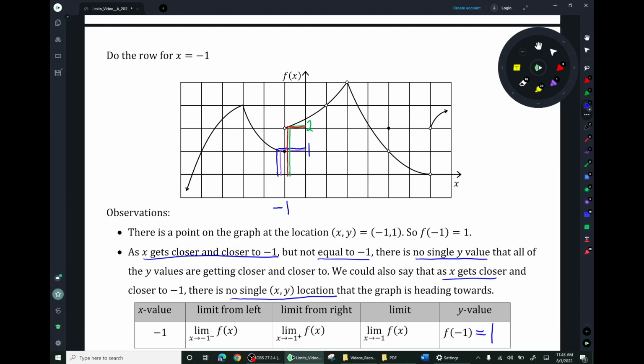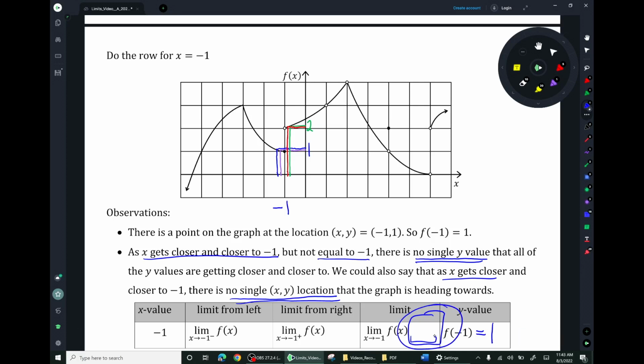Well, since there is no single y value, there's no single xy location, that means that there is no number that we could put there that would work. Because remember that the number that's supposed to go here is the y value of the location, the single location that the graph is heading towards. Since there is not a single location, there's no number that would work here.